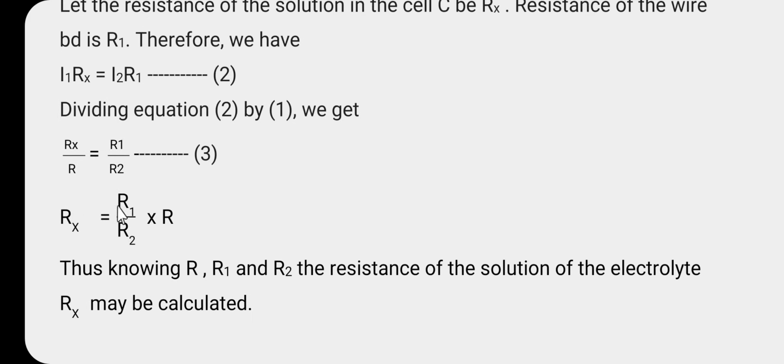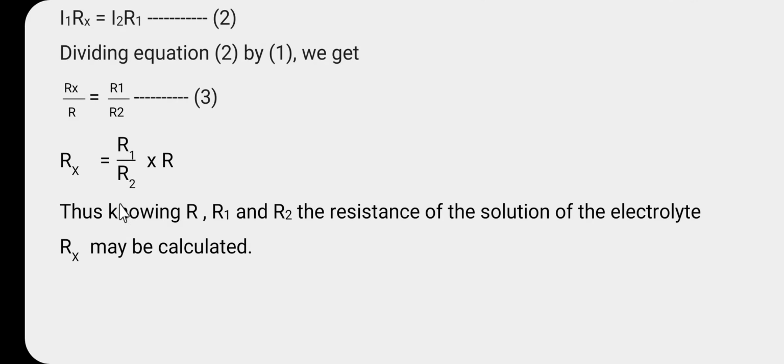This is the method to determine the resistance of the solution, and all of you know that conductance is the reciprocal of the resistance. So when we know the resistance of the unknown solution, we can find out the conductance, because C is equal to 1 upon R. That's why we can write C is equal to 1 upon Rx. In this way the resistance can be determined.